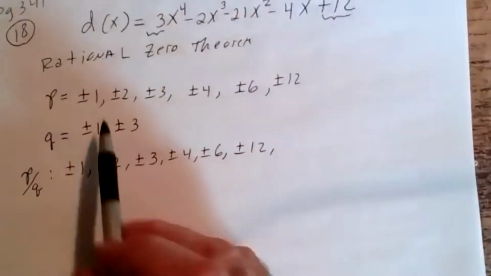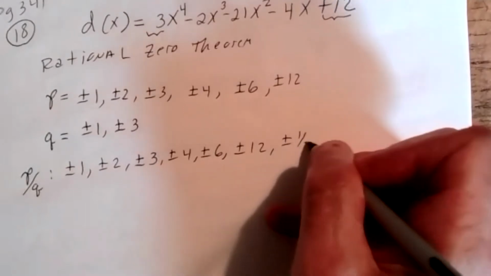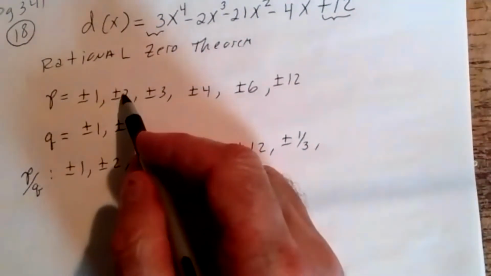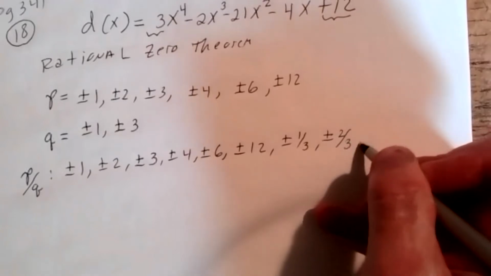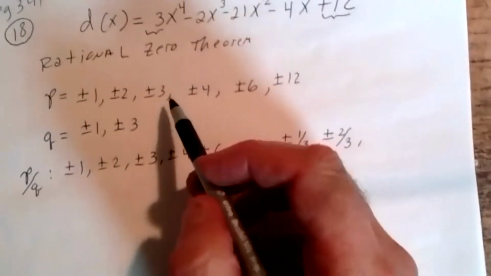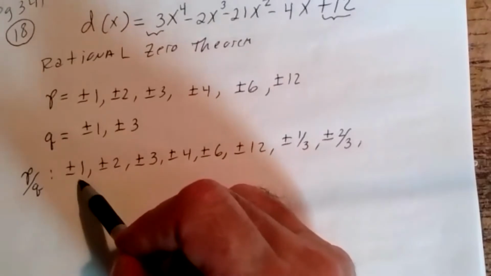But we could have some fractions. Positive negative 1 divided by positive negative 3 is positive negative 1/3. Positive negative 2 divided by positive negative 3, positive negative 2/3. Positive negative 3 divided by positive negative 3 is positive negative 1. We've already accounted for those.